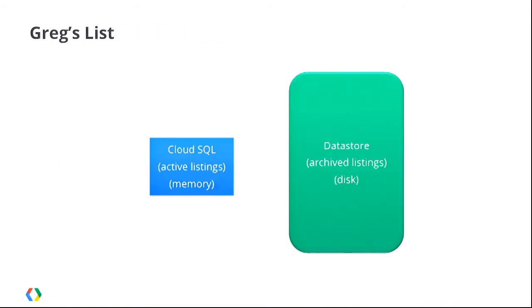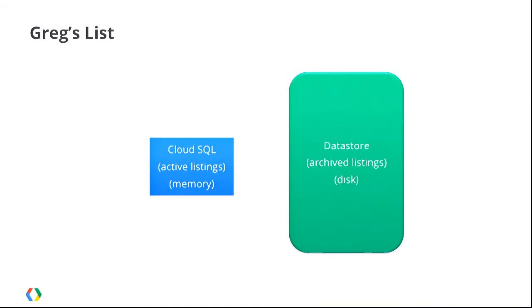And if he did this, he could use Cloud SQL to store all of his active listings, so that you have all the in-memory performance of a single machine. And then when a listing expires or is sold, you can use the data store to archive all those listings, and they're always available, and you can still query against them.